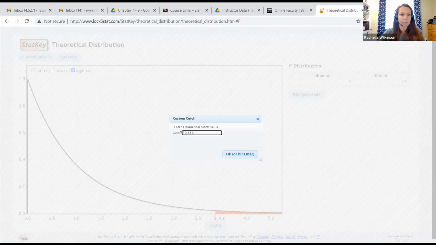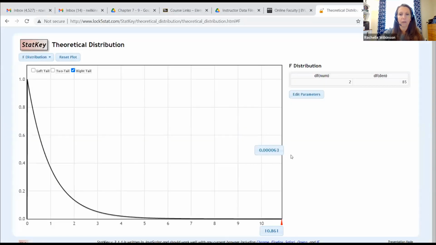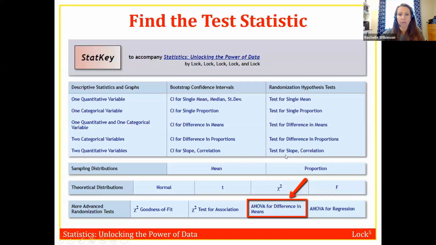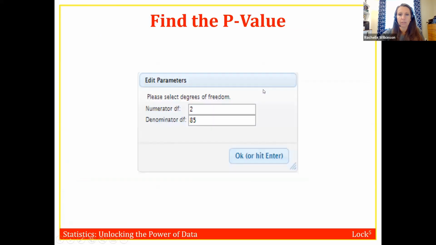I enter in that 10.861. Is that what it was? I didn't write it down. I told you guys to write it down, and then I totally didn't follow my own advice. So if I'm doing the wrong number, somebody stop me. So I put in my test statistic, that 10.861, and then the floating box is my p-value. So my p-value is 0.000063. So we get the F statistic and the p-value in 2 different spots on StatKey, which is almost identical to what happened when we did the chi-square distribution last time. So you should be a little bit familiar with that process. All right, so coming back here, this just shows where I got those numbers from.